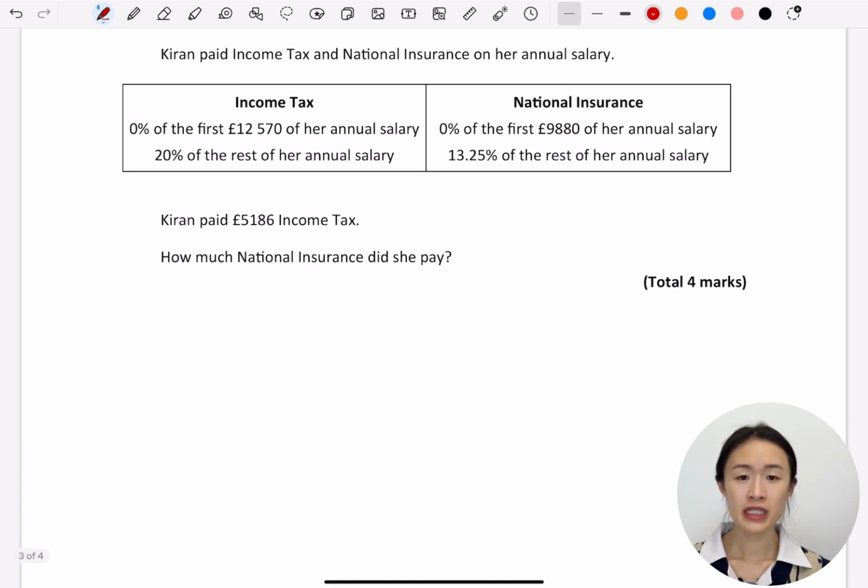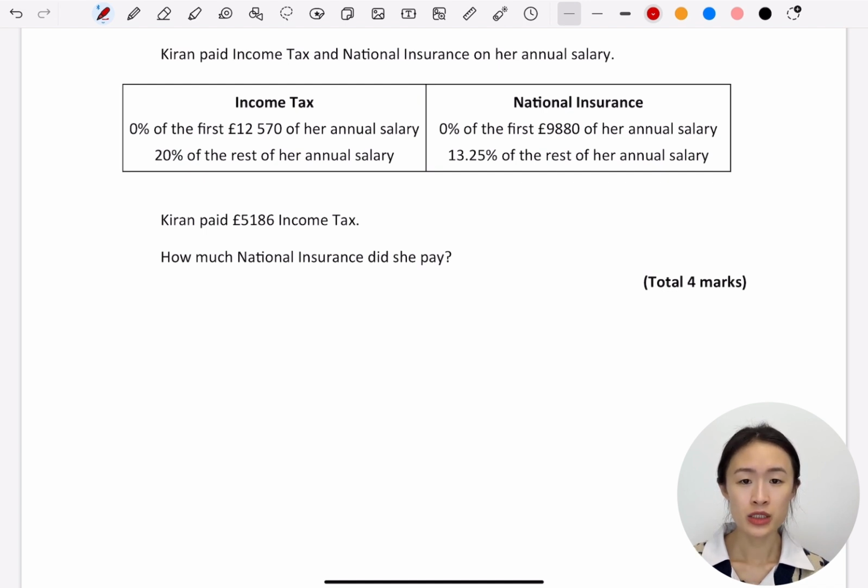Karen paid income tax and also national insurance on her salary, and we are given some information about the income tax and also national insurance. So she will be paying 0% of the first 12,570 on her annual salary, and then 20% on the rest of them. She will pay 0% on her first 9,880, and then 13.25% on the rest. We are told that she has paid 5,186 income tax, and we needed to work out how much national insurance did she pay.